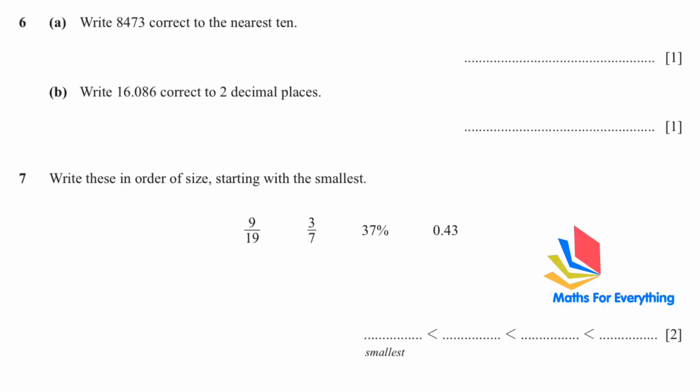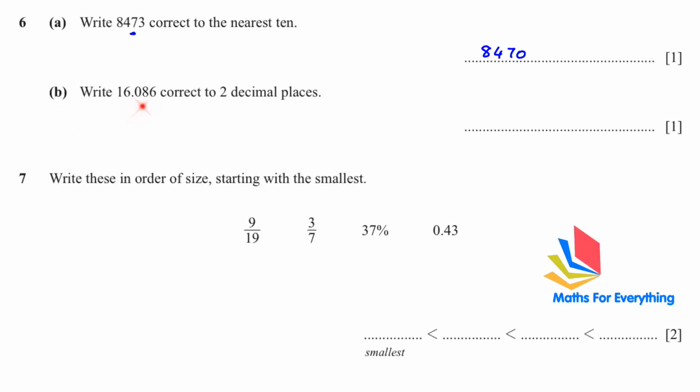Question number 6. Write 8,473 correct to the nearest 10. This is the 10th place. You look at the number after the 10. If it is 5 or more, you add 1. If it is less than 5, you will put a 0. So this will be 8,470.